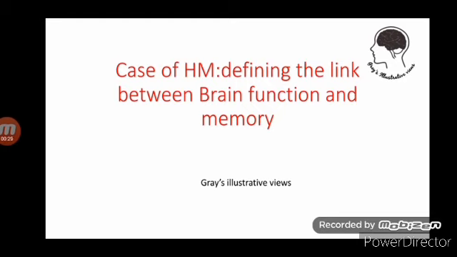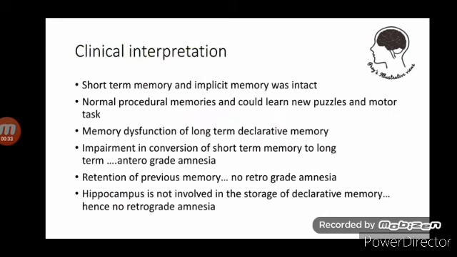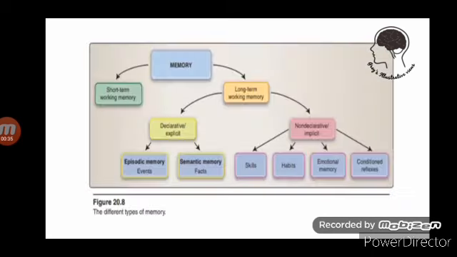First, we should know what memory is, how it is linked to brain functions, and which specific part of the brain controls which type of memory. Memory is the retention and storage of learning behavior, and learning behavior is a type of behavior which depends upon previous past experience, whether positive or negative.